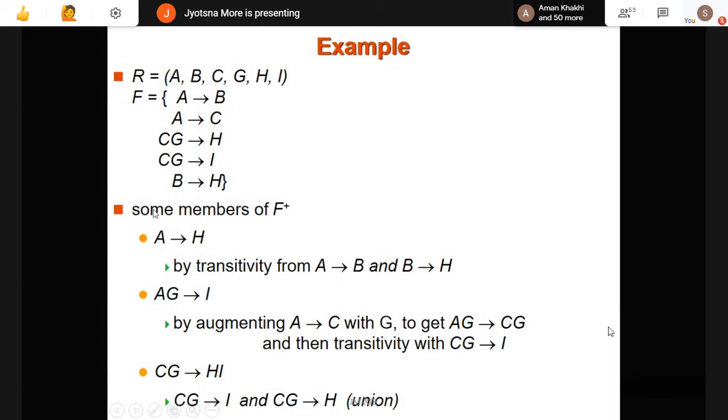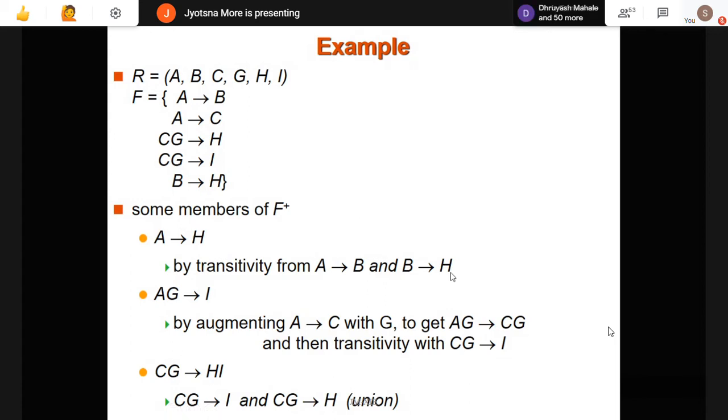So what I will do here, I know that A determines B, but I also have B determines H. So with the help of which rule? Transitivity. I will get A determines H from A determines B and B determines H. So this is a new functional dependency, A determines H, because of the transitivity which I told you. Clear? First is clear, very simple.